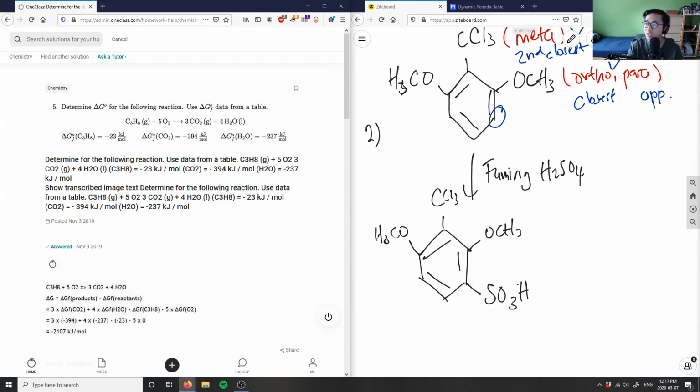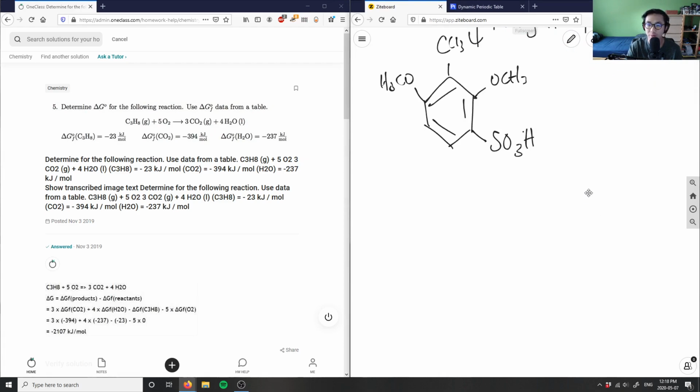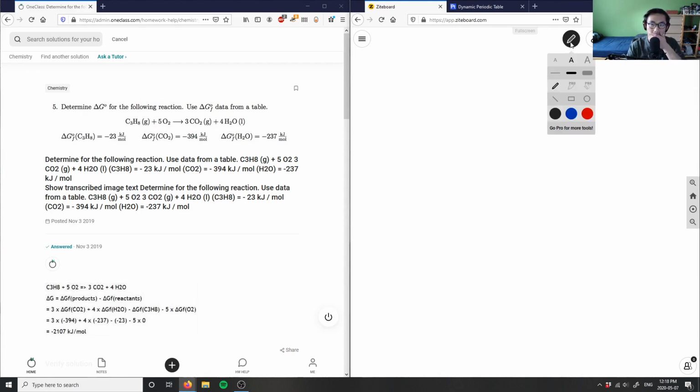Right. So it says determine delta G for the following reaction. This is number 3 here. And use delta G F, the Gibbs energy of formation, from data from a table. Okay. So number 3. So I have this chemical formula here.